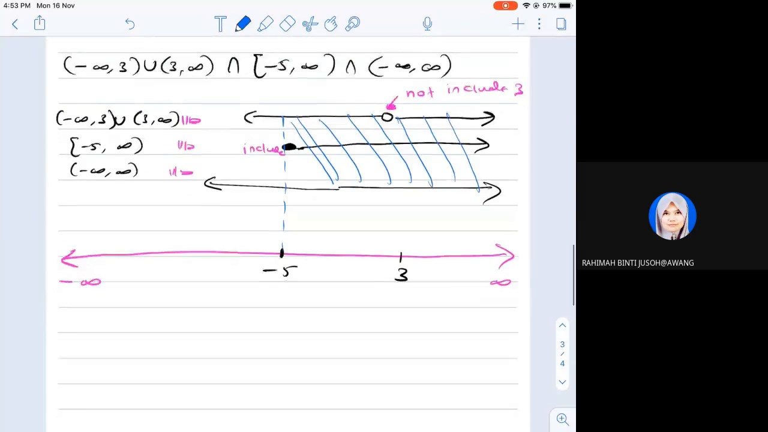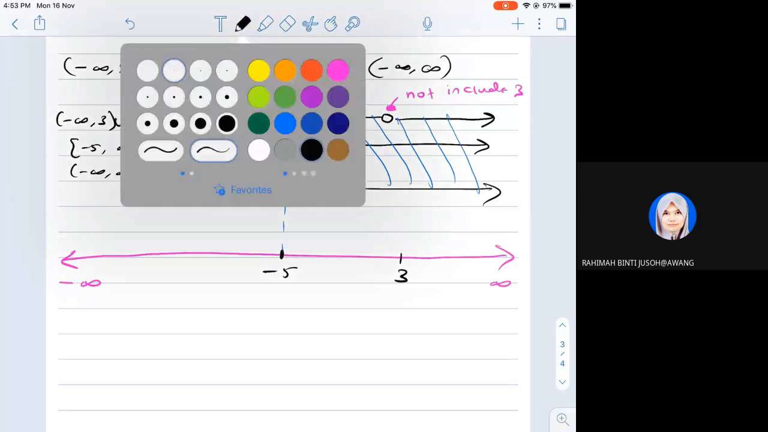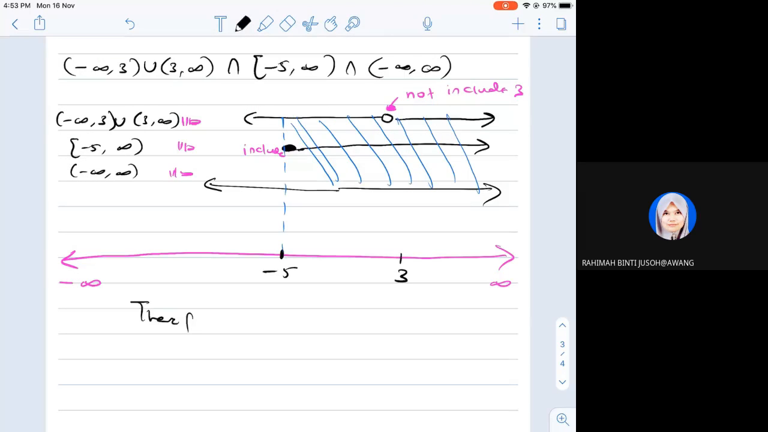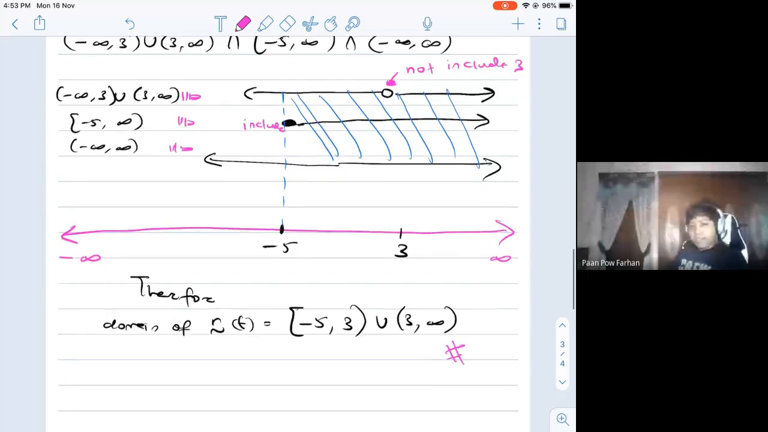So the intersection, the answer is therefore, the domain of R(t) is equal to, we start from negative 5 until 3, union with 3 until infinity. That's the answer. Because we take the intersection area, the blue color. Understand, guys? Understand. Okay, good.